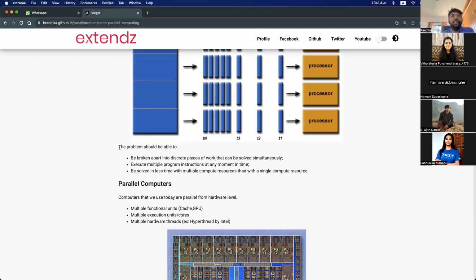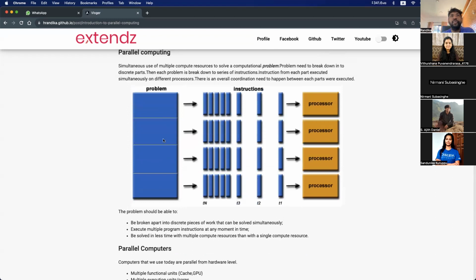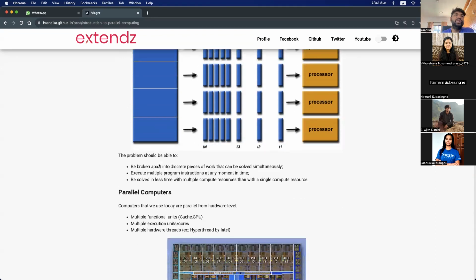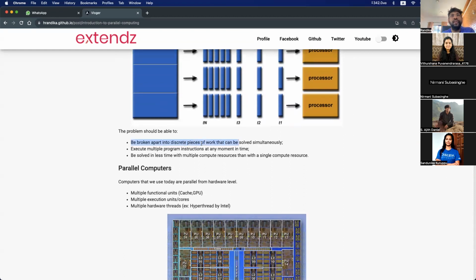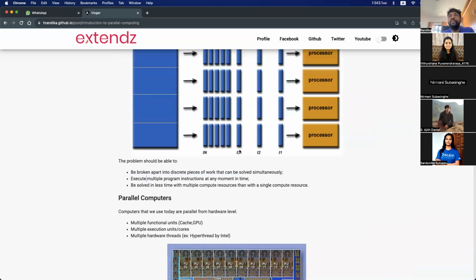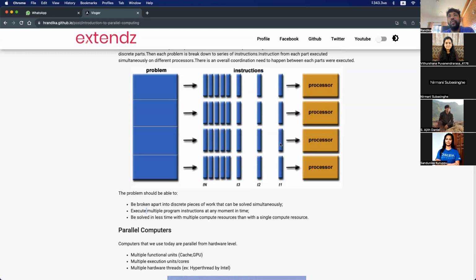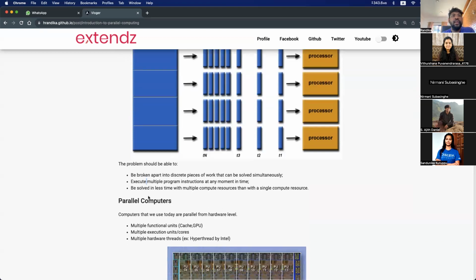The problem that we are trying to solve in parallel computing should be able to be broken into discrete parts, and pieces of work can be solved simultaneously. So these are the requirements. Unless we meet them, we can't execute a problem in parallel. These three points are really necessary: the problem in discrete parts, executing multiple program instructions at a given moment in time, and being solved in less time with multiple compute resources rather than a single compute resource.